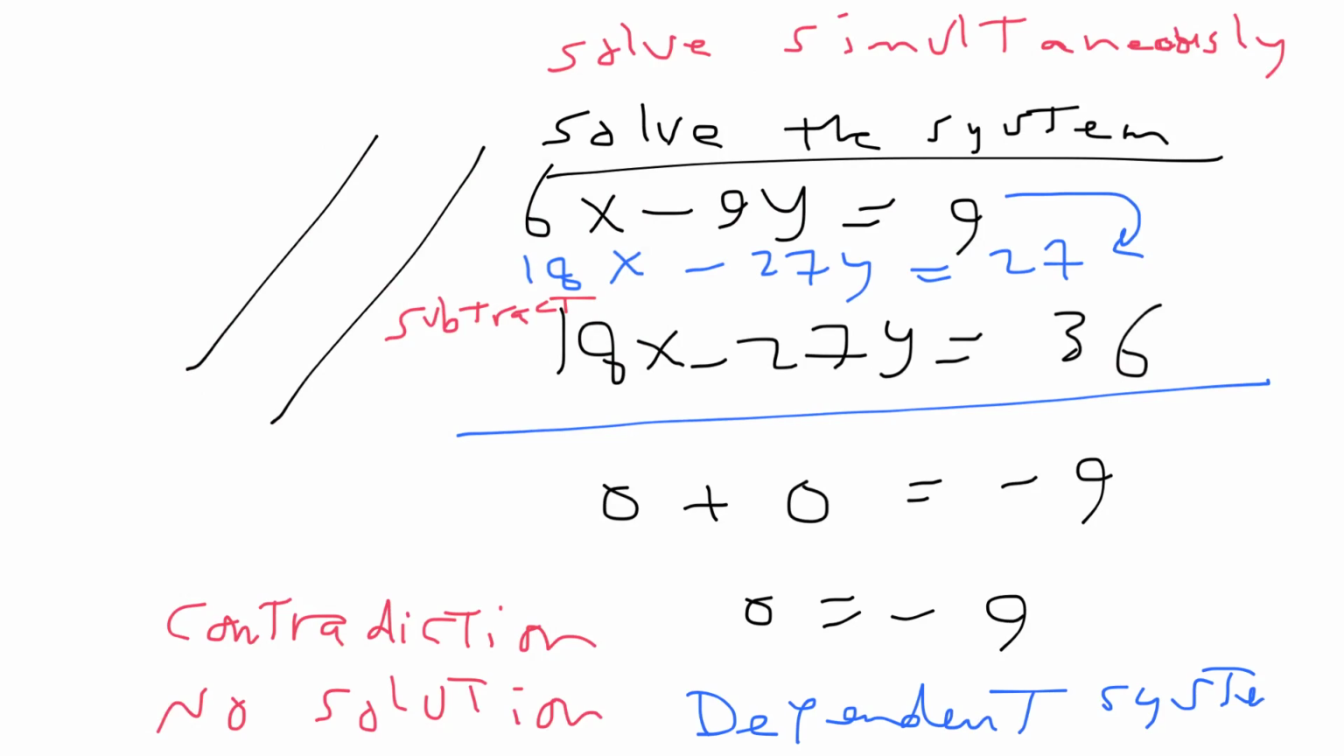Oh, sorry. I made a mistake. It is an inconsistent system. Inconsistent means it doesn't have a solution, a common solution.